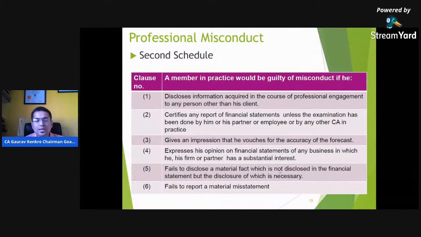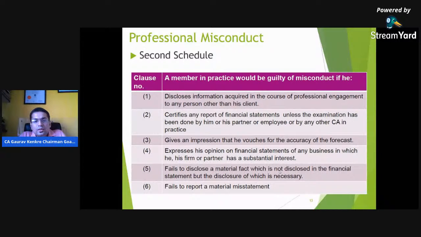If you give an impression that you are vouching for the accuracy of a forecast: as CAs we are allowed to forecast, but we are at no point of time allowed to certify or authenticate a forecast. That is, if you do projections for a business, if you give a projected profit and loss account, balance sheet, etc., you cannot certify it to be true and correct or true and fair, because obviously no one can certify a forecast. It's something in the future.